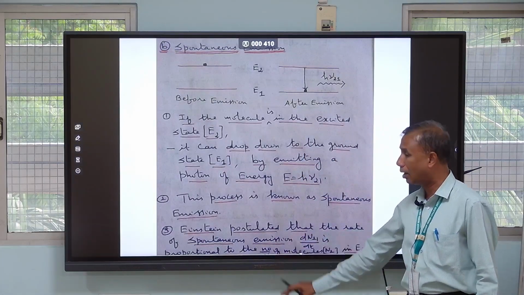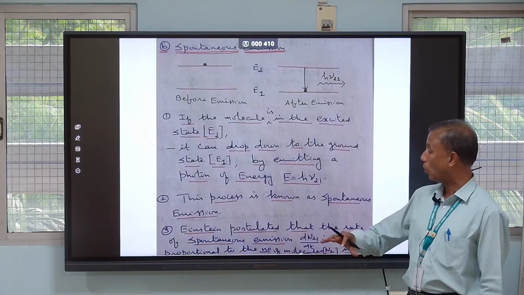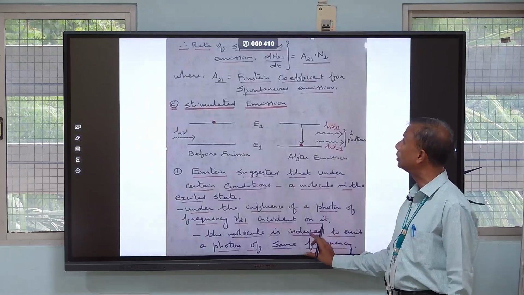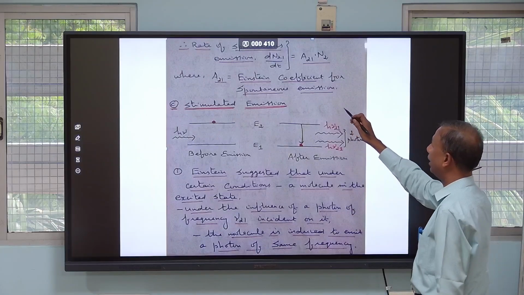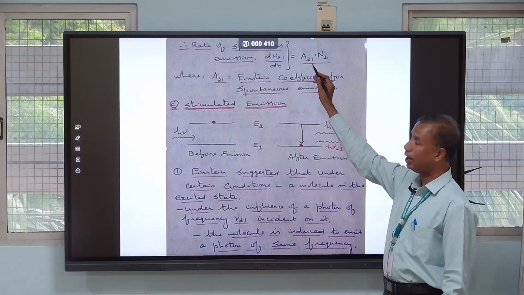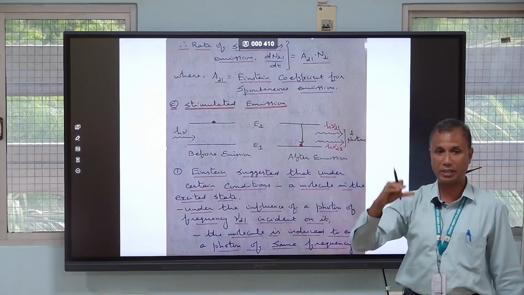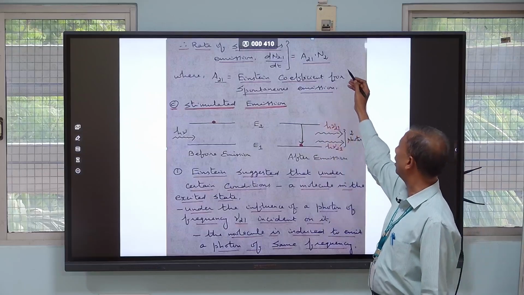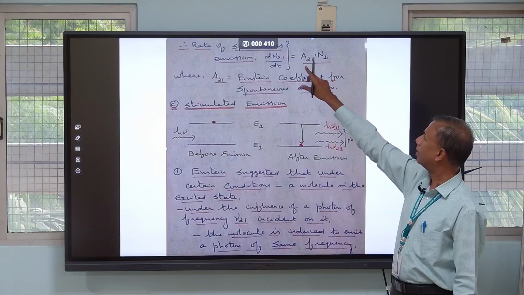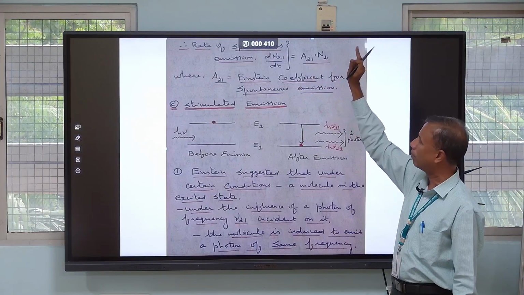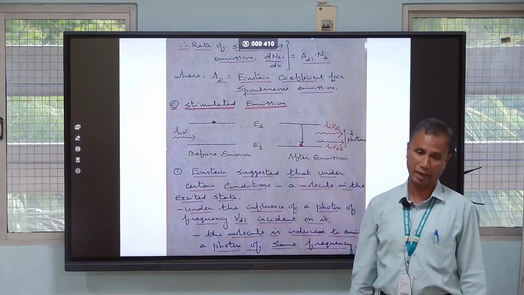The rate of spontaneous emission dN21 by dt is directly proportional to the number of molecules in the E2 level. Therefore, the rate of spontaneous emission is nothing but A21 times N2. Since it is spontaneous emission, there is no need to include the frequency. So I keep A21 as the constant and N2 as the number of molecules in the excited state. A21 is the Einstein coefficient for spontaneous emission.